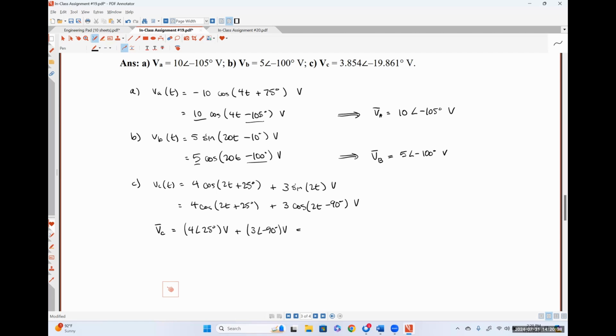So 4 angle 25 plus 3 angle negative 90 comes out to be 3.854 angle negative 19.861 degrees volts.